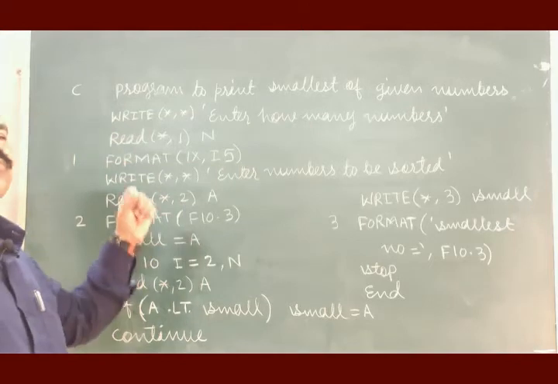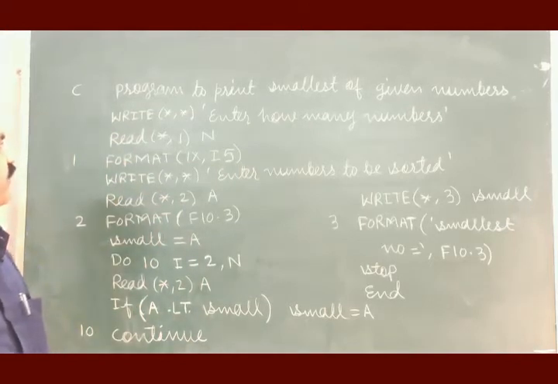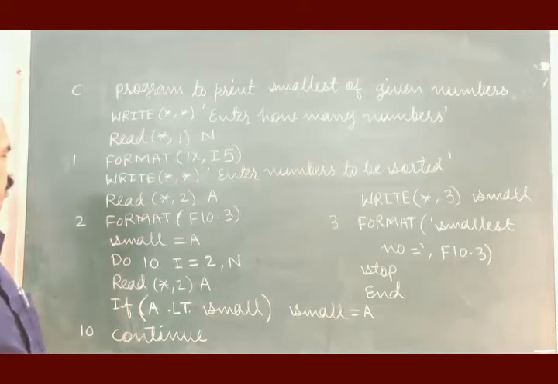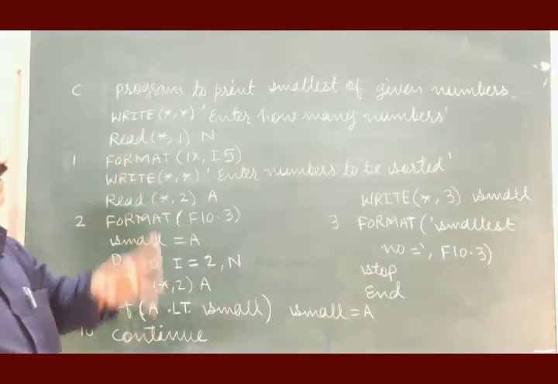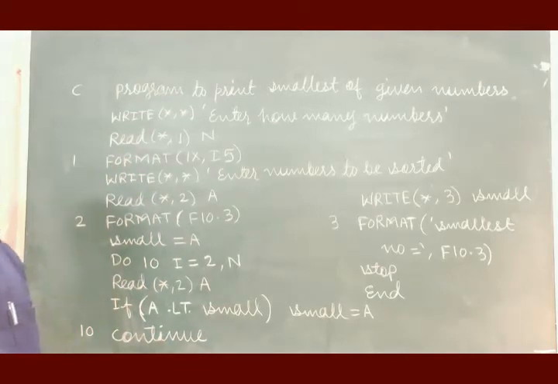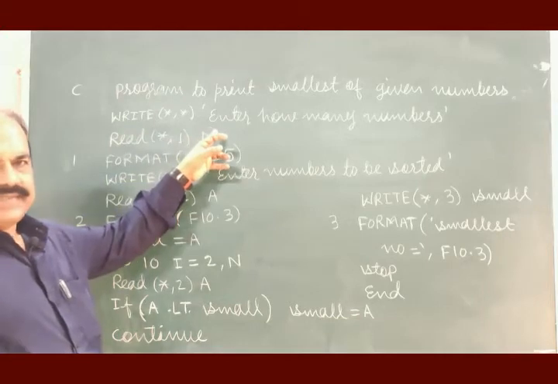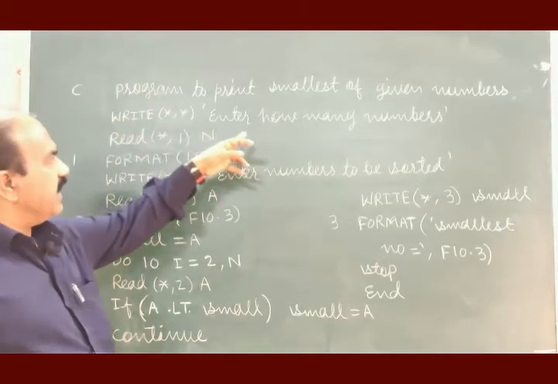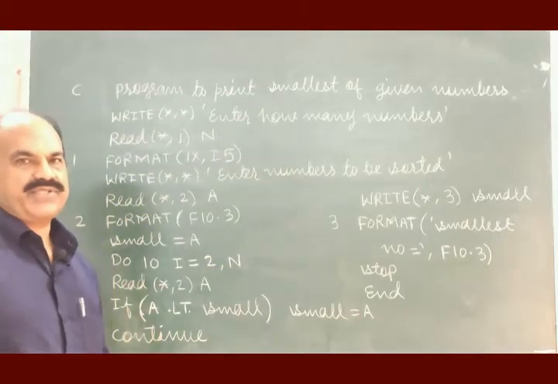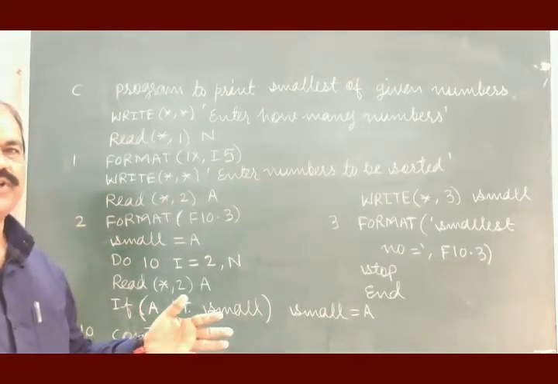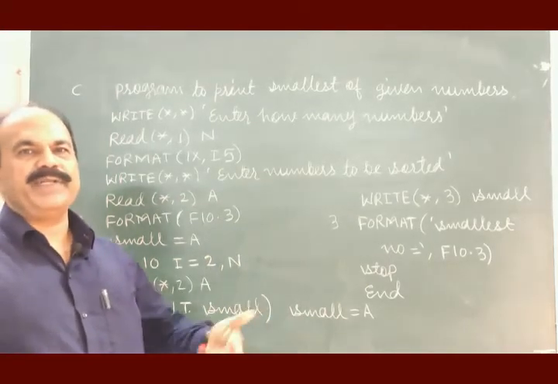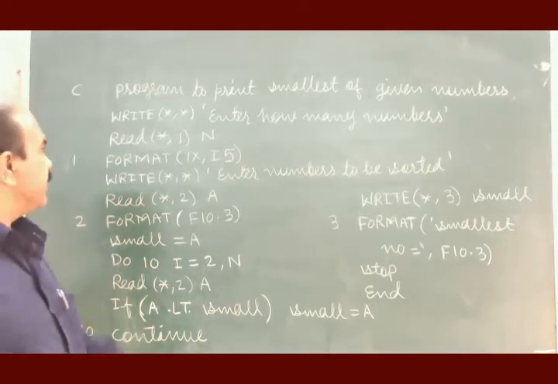One more small program using do loop to print smallest of given numbers. This is the comment again. Enter how many numbers. Whether you are given 10 numbers, 100 numbers, 50 numbers, how many numbers.